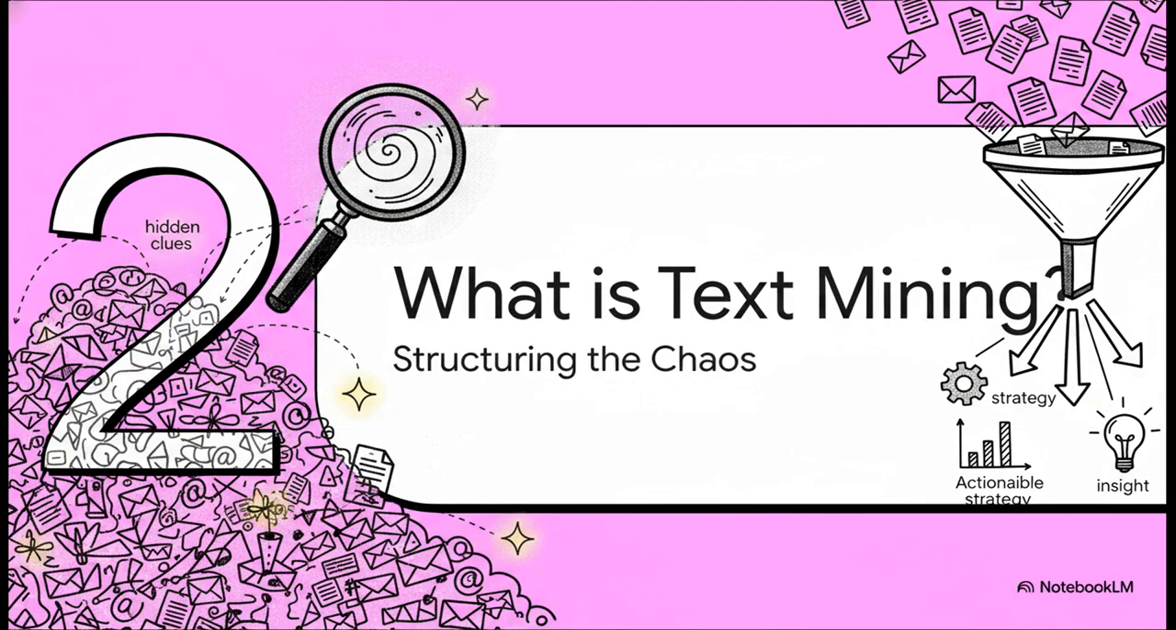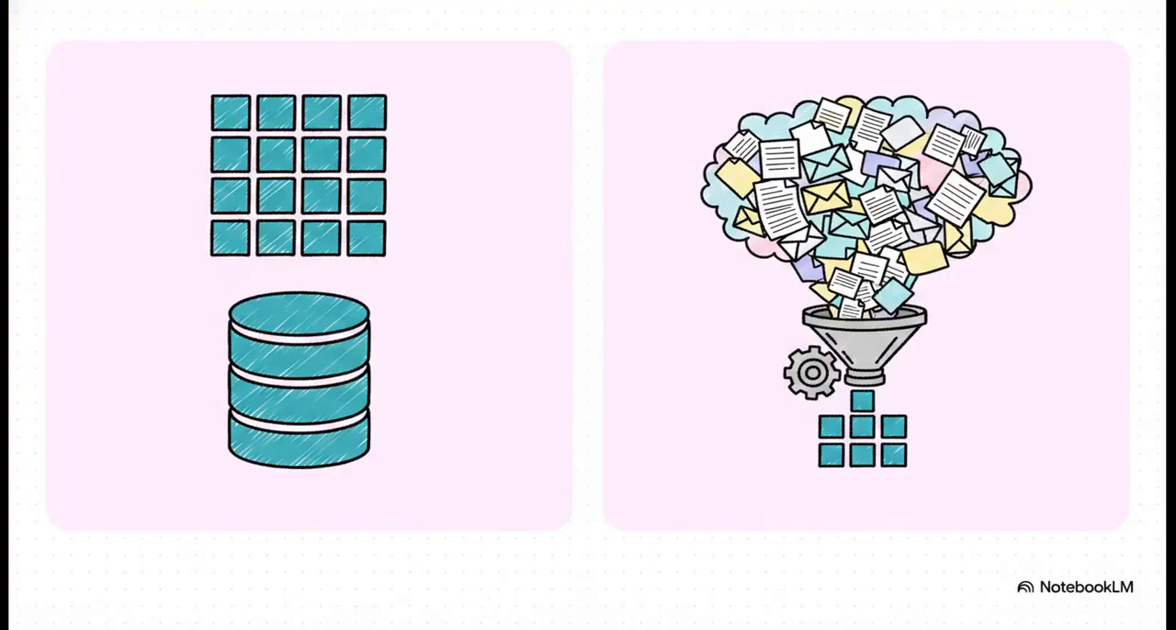Section 2. What is text mining? Structuring the chaos. So you might be wondering, what's the real difference between traditional data mining and text mining? Well, both of these processes are looking for novel, useful patterns, and they're both semi-automated. But the crucial difference is the nature of the data itself.